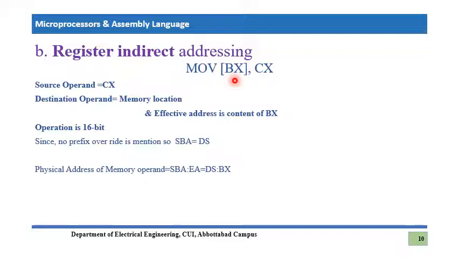So the physical address of the memory operand will be what? Segment base address colon effective address. The data segment is considered the segment base address, and the effective address is the content of BX, so DS colon BX. Let's suppose DS is equal to 2000 and BX is equal to 0004. So DS colon BX will be 2004. I hope you can do it. If you don't, let me simply clarify it.